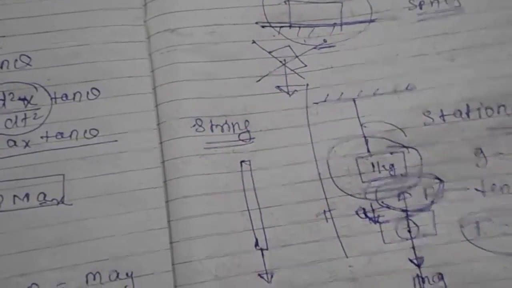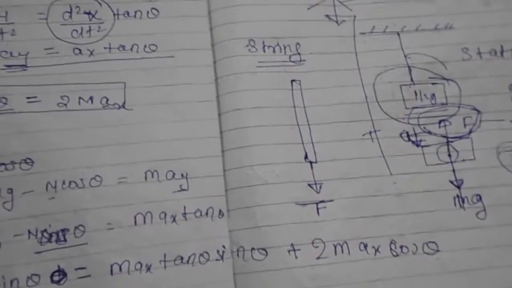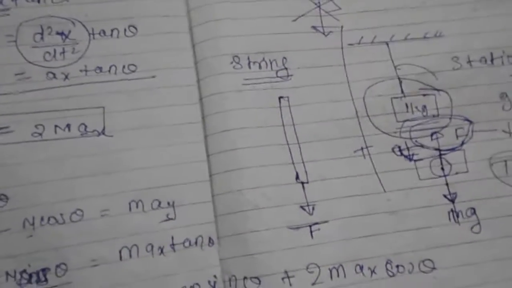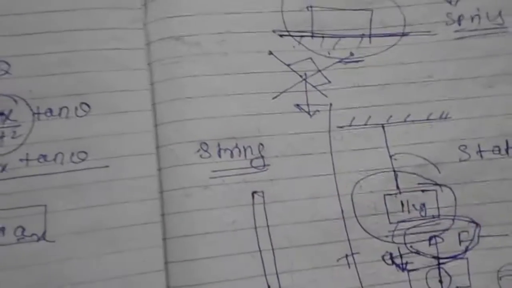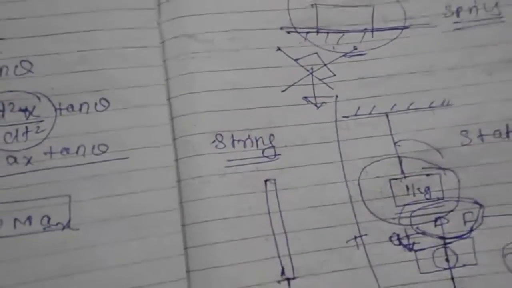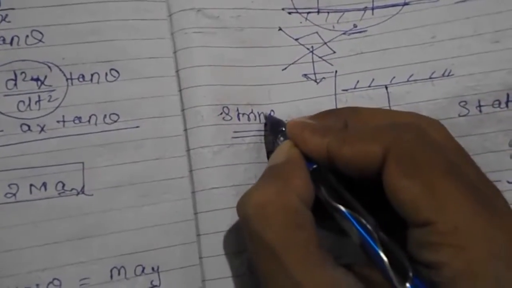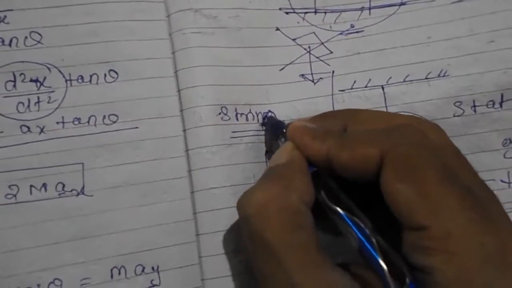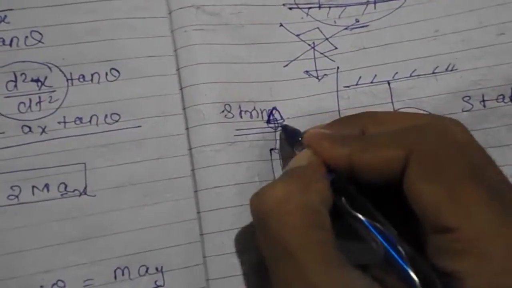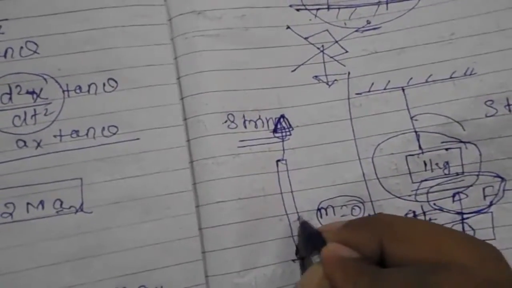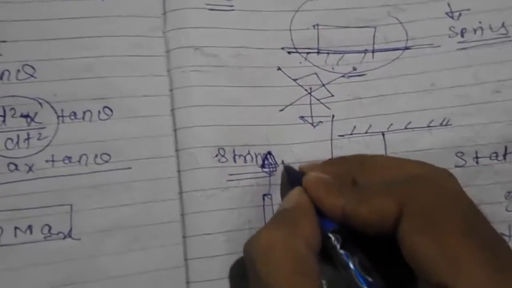Let me call it T. Here there is no acceleration. To keep the acceleration 0, there must be a force which keeps it 0. Another thing is that this string is massless, so the mass of this string is 0. Here there must be a force.